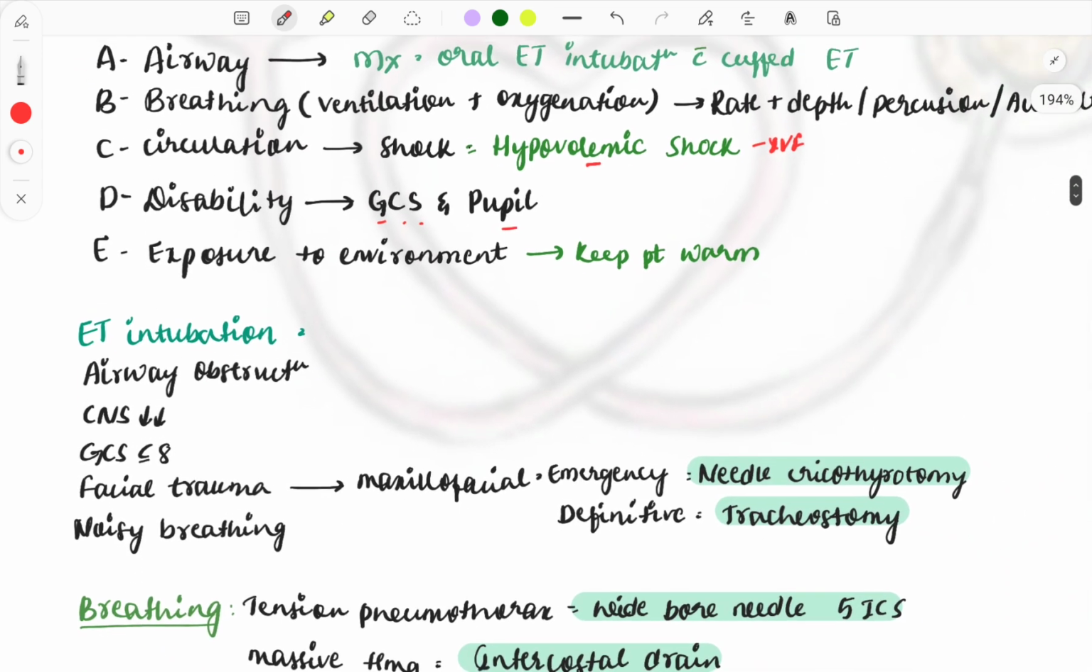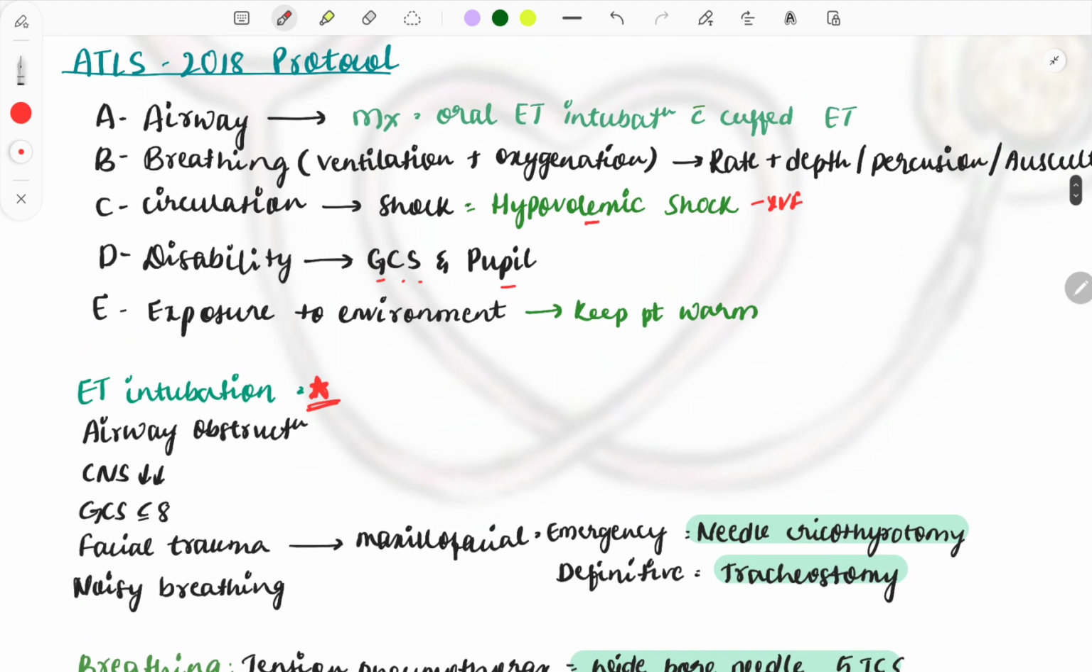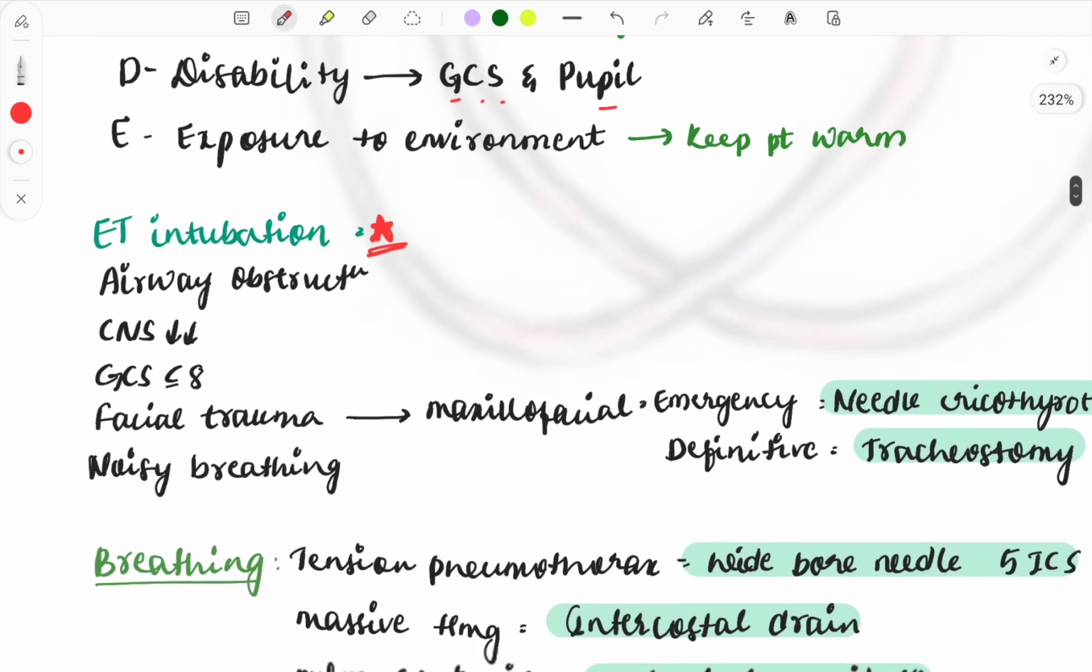Then these are the indications for when we will do the ET intubation, because in all patients we will not be doing the ET. As it is a little bit of an invasive procedure, we will be looking at these things.